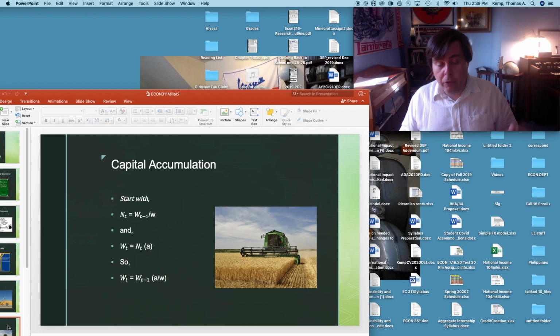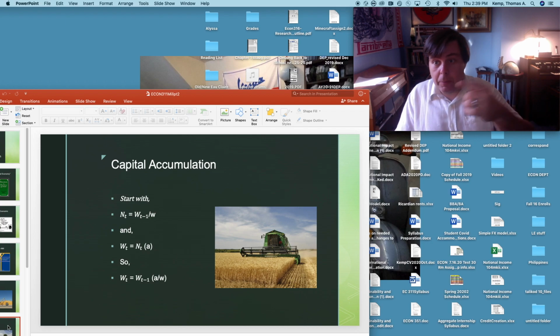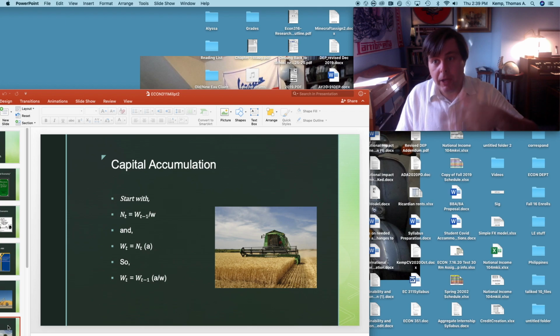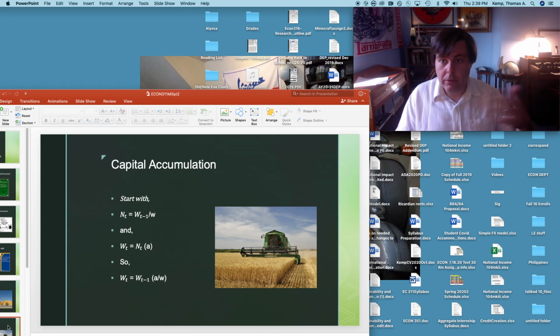All right, so start with a couple equations. Hopefully nothing too daunting here. The first equation: N in period t is equal to W, the wages fund in the previous period, divided by w. Whatever stock of wages fund was available in the previous period divided by the amount that was eaten is the number of available resources in the current period.